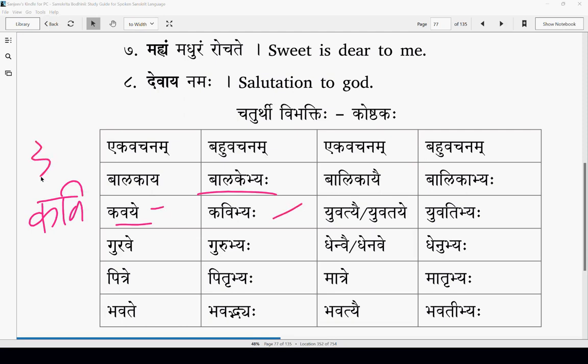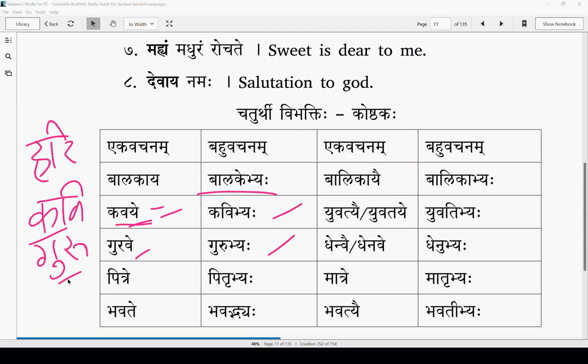So if it is hari, ekavachanam becomes Haraye, and bahuvachanam becomes Haribhya. Haraye namaha. In many shlokas you come across Haraye namaha. Gurave: the base word is Guru. Chaturthi ekavachanam is Gurave, and bahuvachanam Gurubhyaha.